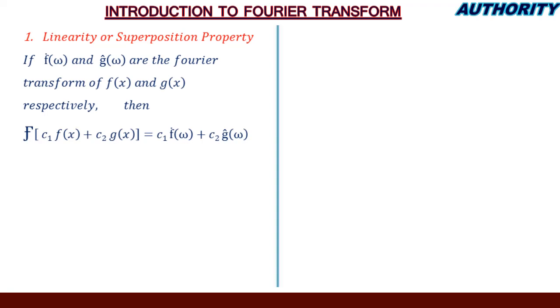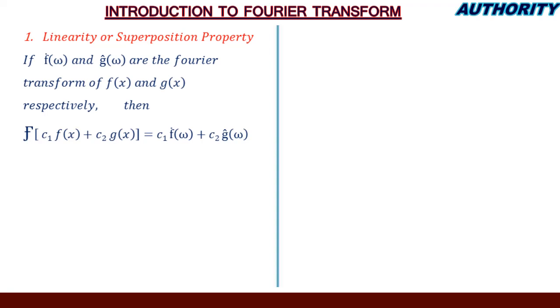Now we say that if F of omega and G of omega are the Fourier transform of f of x and g of x respectively, then the Fourier transform of c1 f of x plus c2 g of x is given as c1 F of omega plus c2 G of omega. The same goes with the inverse.